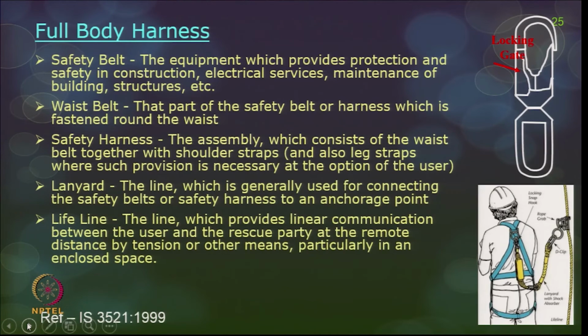The next is the safety harness. It is a complete assembly which consists of a waist belt together with shoulder straps or also leg straps, based on the type of safety harness. So, this is a picture of a full body safety harness. The next is the lanyard. This is a line which is generally used for connecting the safety belt or safety harness to an anchorage point. These anchorage points are fixed points, the load bearing points from where you may be falling whenever a fall happens. Lifeline.